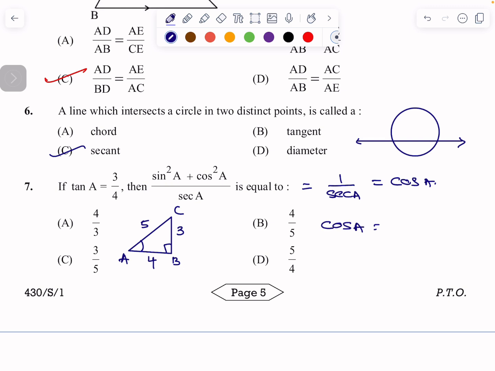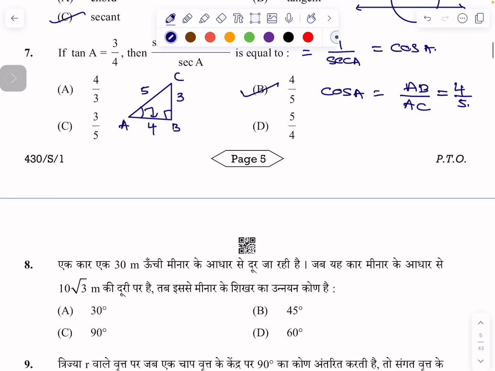So how do you get cos A? Cos A equals adjacent side of triangle ABC. Which is the adjacent side for cos A? That is AB here, and the hypotenuse is AC, right? AB value is 4 and AC value is 5, so our answer is 4 by 5. Here option B is matching. Okay, so put a tick mark on option B.